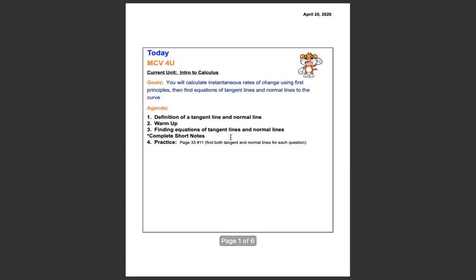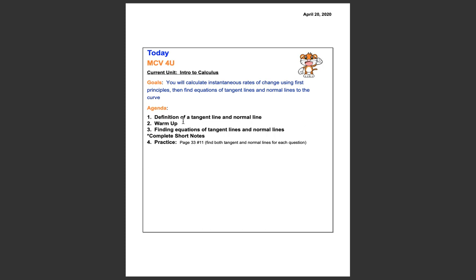Okay, so today we are going to continue our work with the difference quotient and our first principles strategy of being able to find the instantaneous rate of change for a function at a point. And we are going to use that to help us find the equations of tangent lines and normal lines to the curve. So first of all, we'll just do a quick definition of what tangent lines and normal lines are, even though I think at this point you've probably seen those definitions quite a bit.